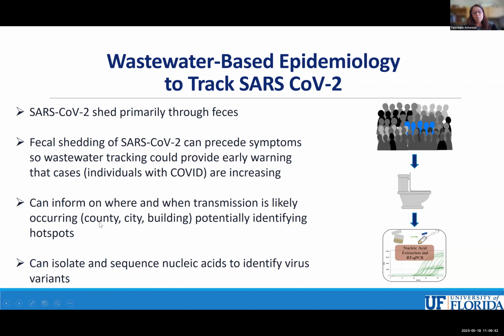It can also then inform on where and when transmission is likely occurring. So if we're doing this in a given community that's defined, and then we have different wastewater treatment plants for different communities, we could look across these communities and see where and when transmission is occurring, and potentially identify hotspots within communities as well. And then the last point I want to make here is that in addition to tracking the virus by this PCR-based method, we were also able to do larger scale genetic sequencing of viruses that allowed us to identify variants as they moved through communities as well.